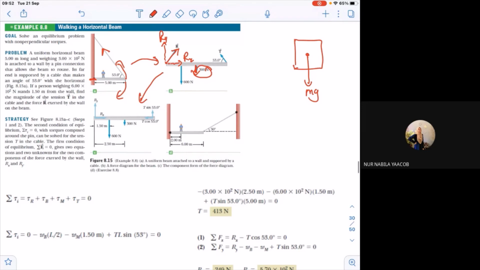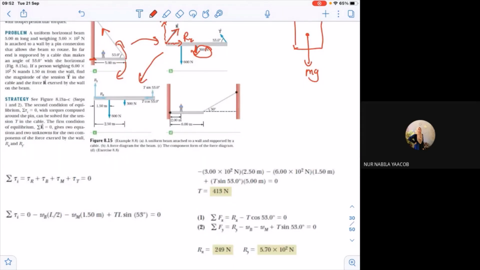Kita nak calculate what is RX, RY, dan kita nak calculate what is T. Kena ada at least 3 equations, because we have summation of T, summation of Fx, and summation of Fy. So right now, this is summation of torque. Normally, if you look at the question, it always starts with the summation of torque equals to 0.